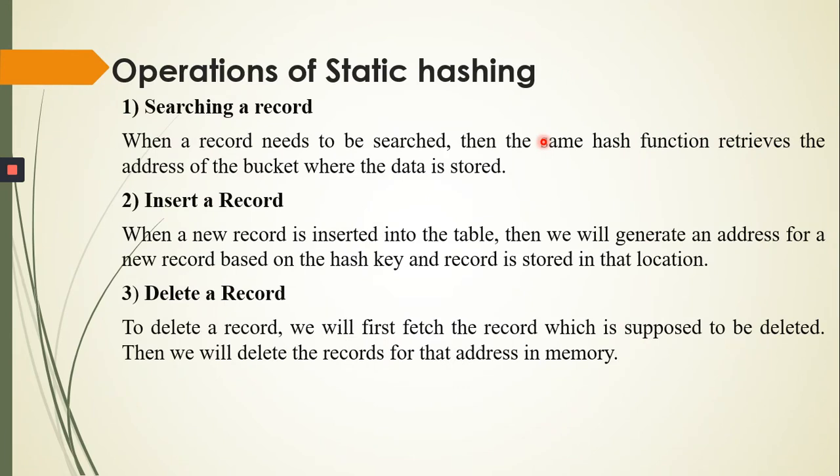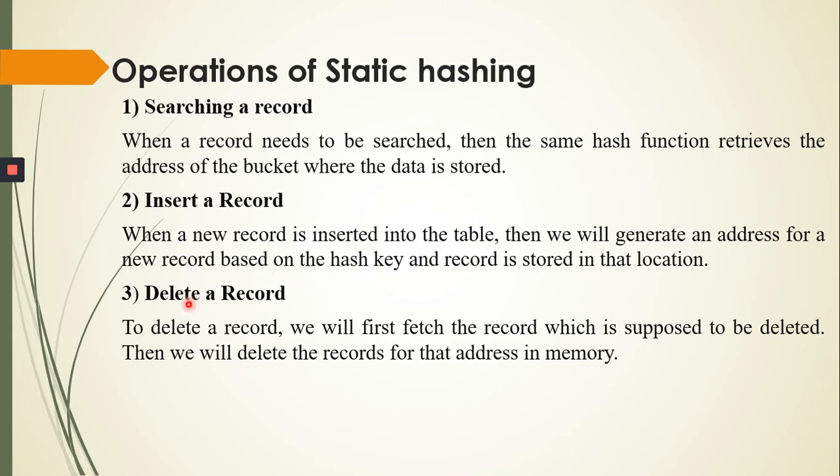Okay, so operations on static hashing. First, searching the data in the record. Searching means we already have a database and we are searching some records using the hash function. When a record needs to be searched, the same hash function retrieves the address of the bucket where the data is stored. Insert a data: when a new record is inserted into the table, we generate an address for the new record based on the hash function.